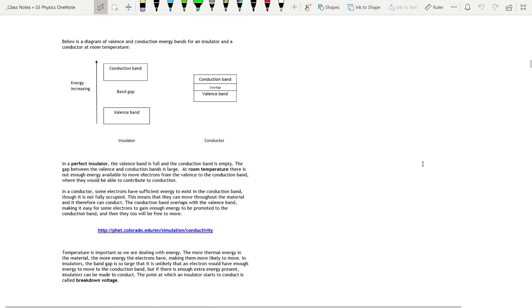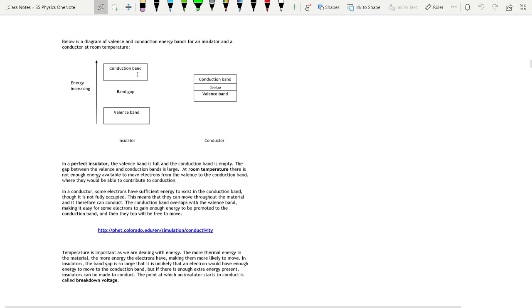Here is an example of band diagrams for an insulator and a conductor. In an insulator, the valence band is absolutely full and there's nothing in the conduction band at all. So it requires an awful lot of energy to overcome this gap for electrons to jump up into the conduction band. This gap is huge because it's representative of the amount of energy required to release an electron from the valence band, where they're tightly held, to jump up to the conduction band.